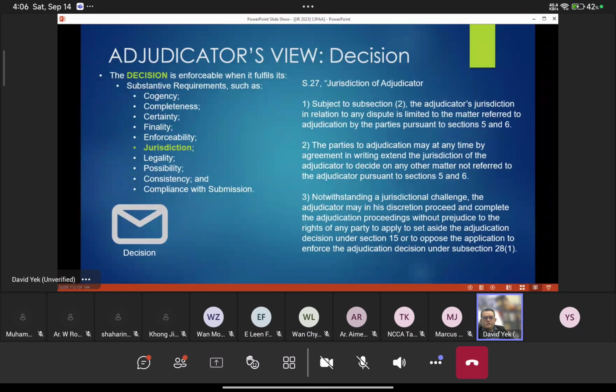Now, jurisdiction in relation to a dispute is limited to matters referred to pursuant to section 5 and 6. That means to say he can only have jurisdiction to deal with the matters raised in the payment claim and the payment response. Everything outside the payment claim and payment response cannot be considered. Therefore, it's very important that the adjudication claim and the adjudication response always refer back to your payment claim and payment response, not something outside of it. Okay.